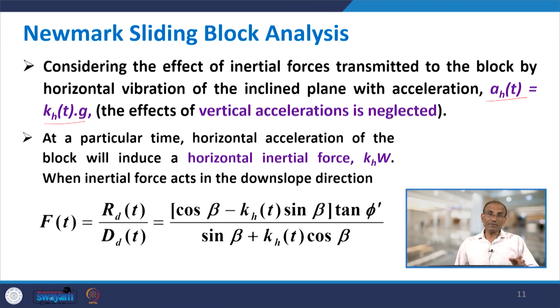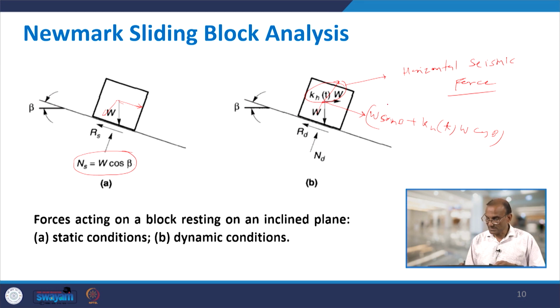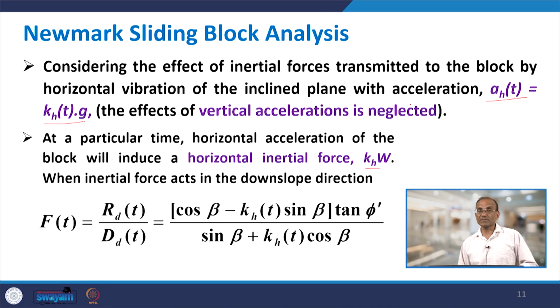So, at a particular time, horizontal acceleration of the block will induce a horizontal inertial force, which is KH W. When the inertial force is acting in the downslope direction, as was the case here, where it is acting in the downward direction, then the factor of safety equation becomes this. Now, if you analyze this equation, you see the effect of KH.